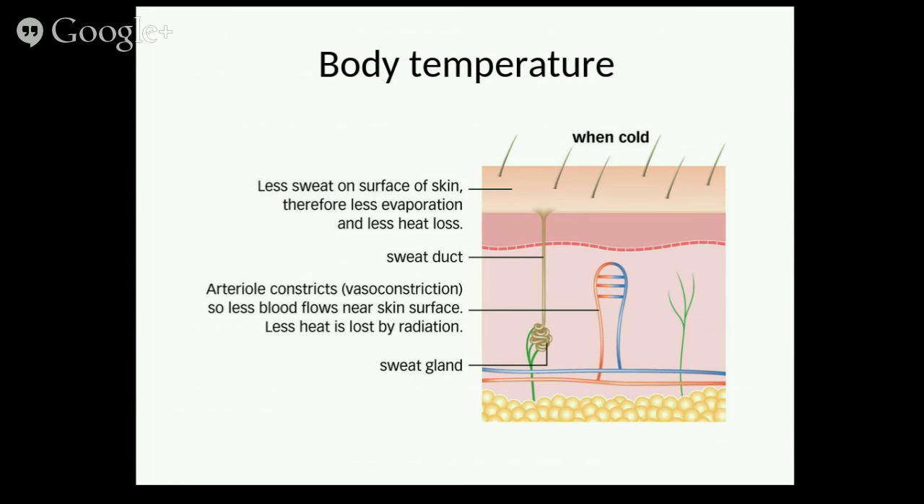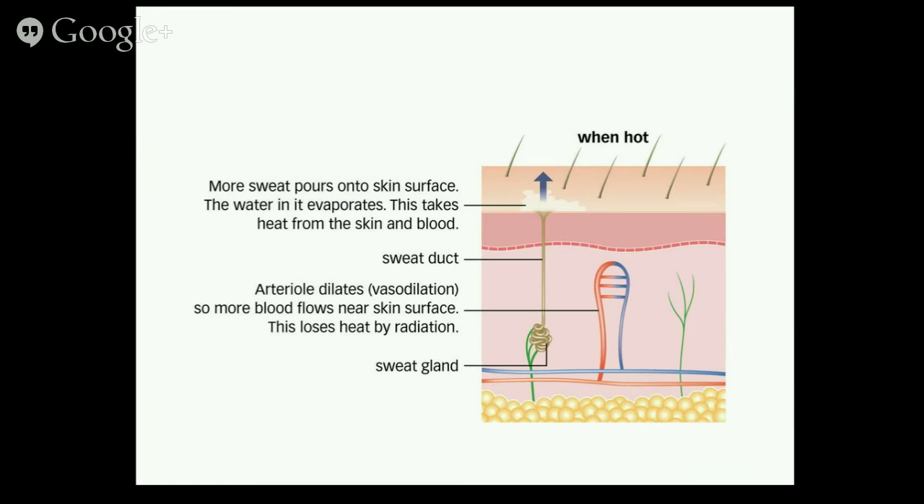So this is just an example where some more keywords come in. So let's just say you get cold, okay? What happens here is if you think about it, you want to keep warm. So your warm blood inside is stopped from going near the surface, so you don't lose any heat. And that happens because the arterioles constrict, and it's called vasoconstriction. Now, the opposite to that, when you get too hot, is when the arterioles dilate, they send the blood up to the surface, and then your sweat can evaporate and the heat can radiate. You must get used to those words.